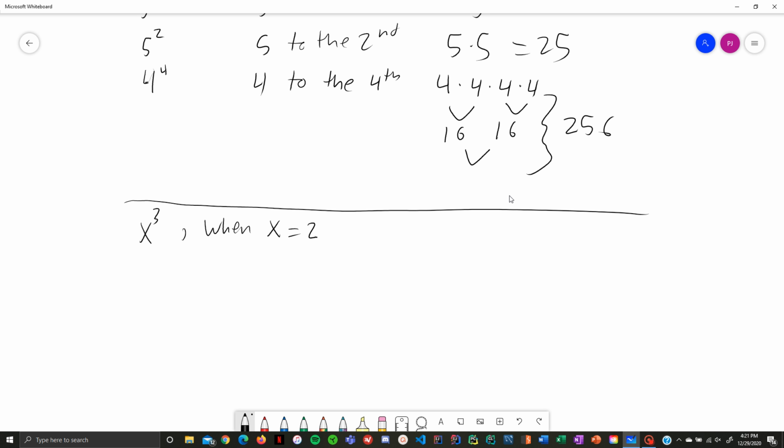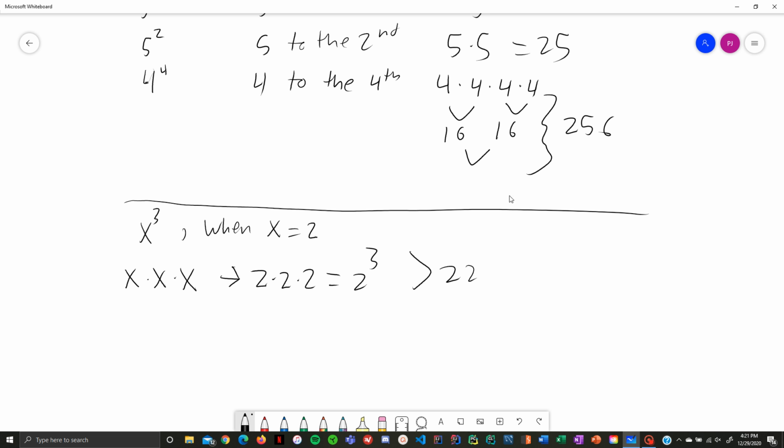So let's first of all go ahead and write out what we're going to be doing here. Since x is raised to the third power, we're going to be multiplying x times x times x. And now we can go ahead and plug in 2 for our variable. And this would be 2 times 2 times 2, which is also equal to 2 to the third power. So what is 2 times 2 times 2?